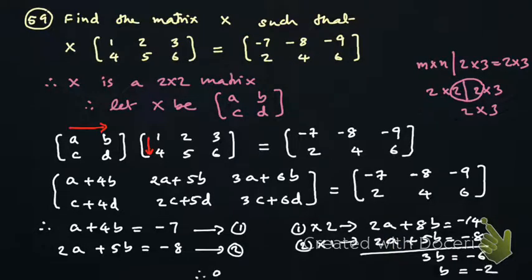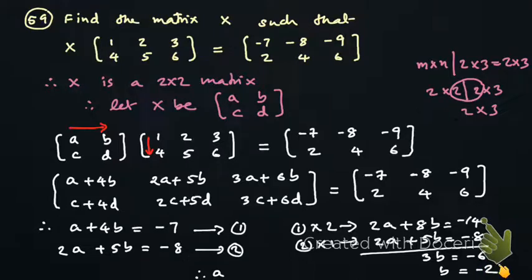So by subtracting, 2A minus 2A will go away. 8B minus 5B is 3B is equal to -14 minus -8. -14 plus 8, which is -6. 3B is equal to -6. So B is equal to -2.